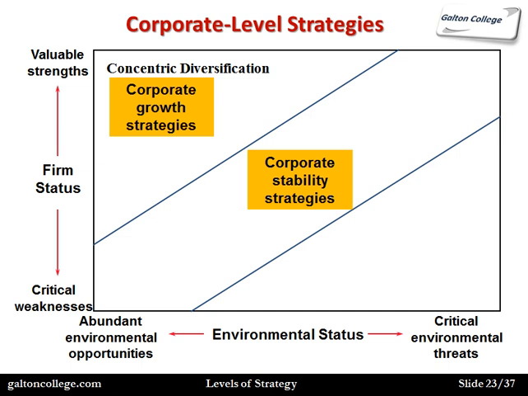If it falls within these tram lines, I'll just put the cursor onto the screen. If it falls in here, then we'd say, well, corporate stability strategies would be more appropriate, because there are critical threats down here. These are the critical threats area, but there are valuable strengths as well. So the critical environmental threats may be offset by the strengths of the business.